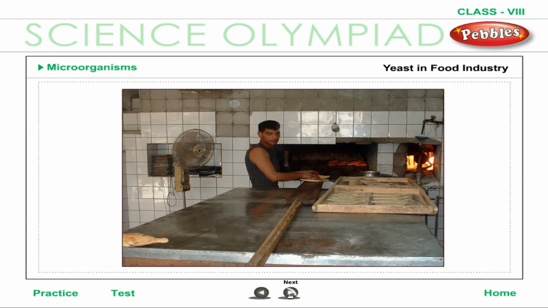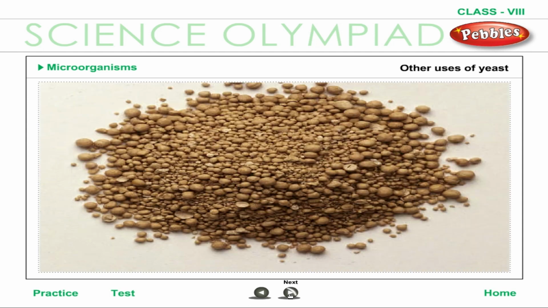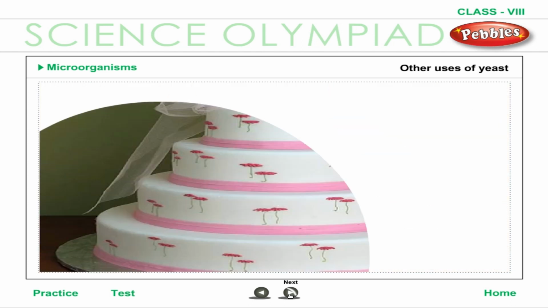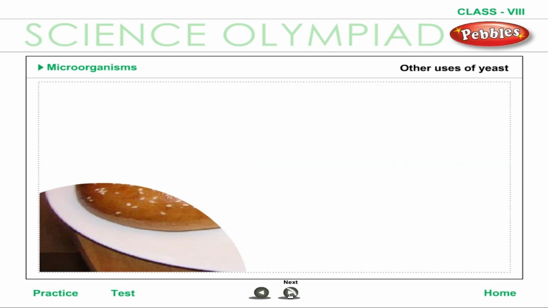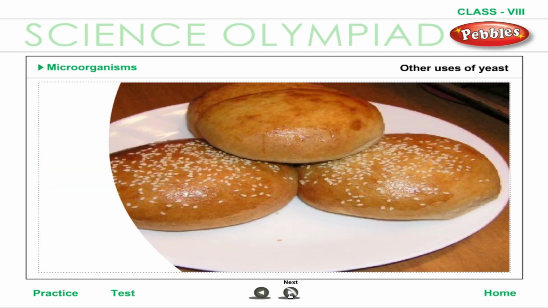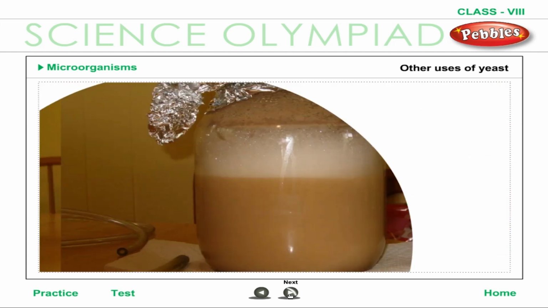Baking the expanded dough at 180 degrees centigrade kills the yeast and stops fermentation. The alcohol evaporates to form special compounds which impart taste to the bread. Other uses of yeast. Since dough making is an initial step to the preparation of cakes, donuts and buns, yeast cells are considered an important ingredient in the baking industry.